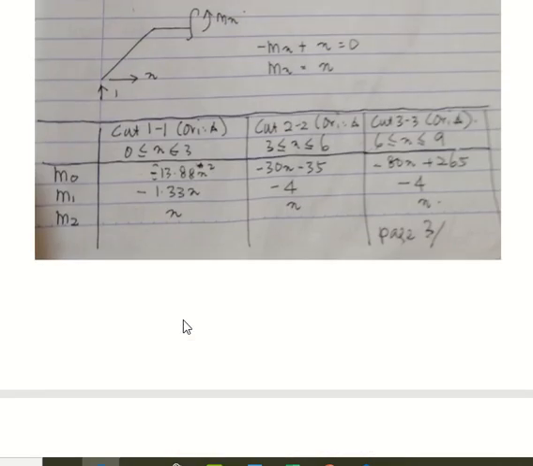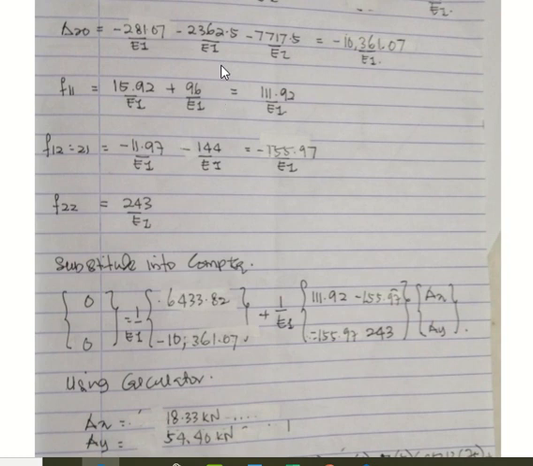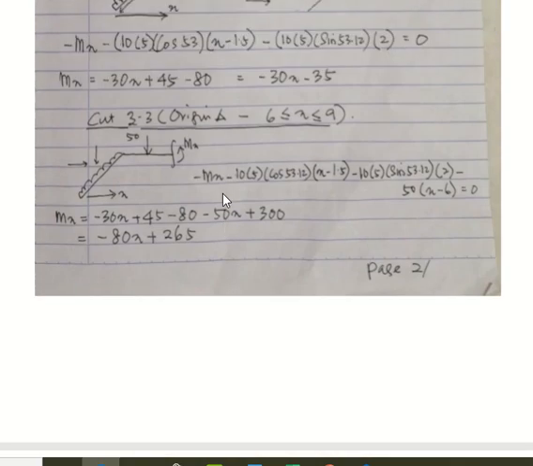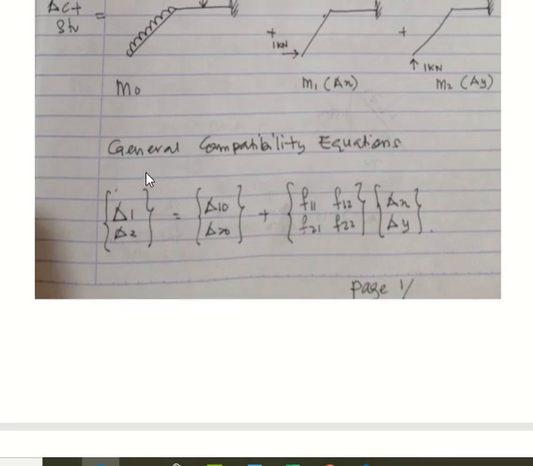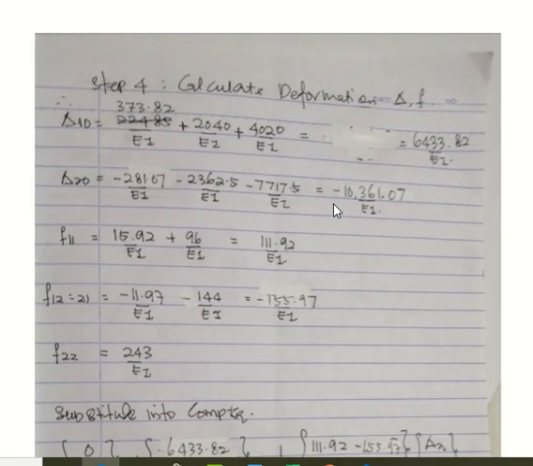F11 means integration of M1 multiplied by M1, and so on. Then after you determine the deformation, you substitute into our compatibility equation. Just now I've mentioned the general compatibility equation. This is our general compatibility equation. You must determine all of these deformation values. After you have determined the deformations, you substitute into the general compatibility equation.